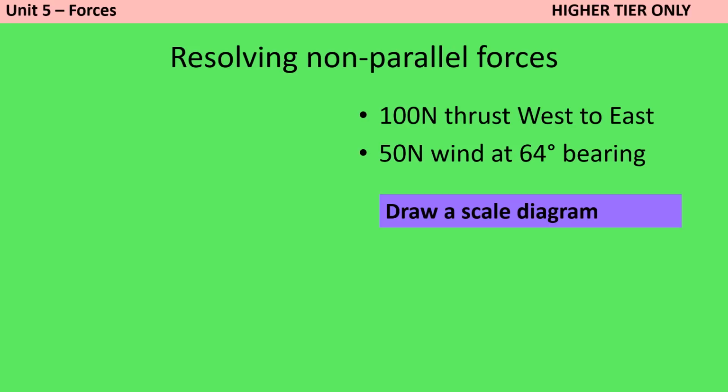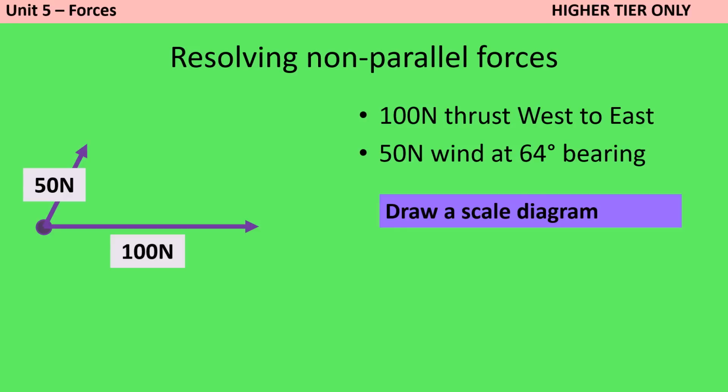So the first thing I want to do is draw a scale diagram. Remember that for any vector, we can draw a diagram where the length of the arrow corresponds to the magnitude of the force. So, for instance, I might pick a scale where 10 newtons is equal to 1 centimetre. So I would draw one line that was 10 centimetres to represent the 100 newton force, and then I would use my protractor to measure an angle of 64 degrees, and I would draw a second line that was 5 centimetres long.